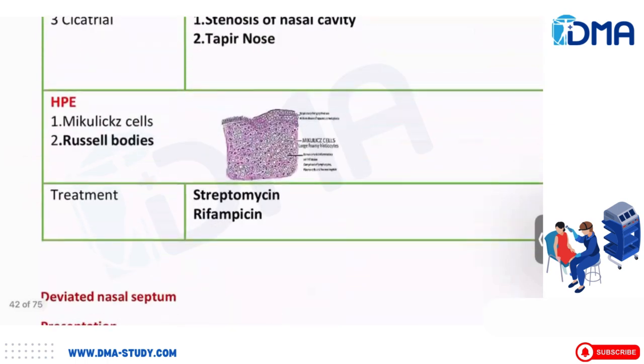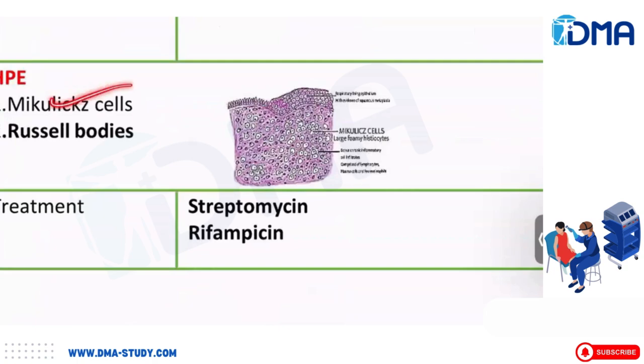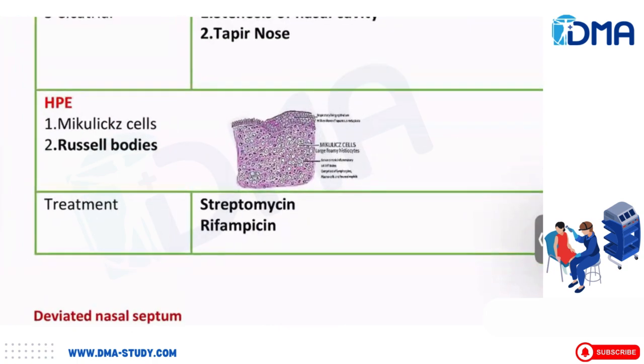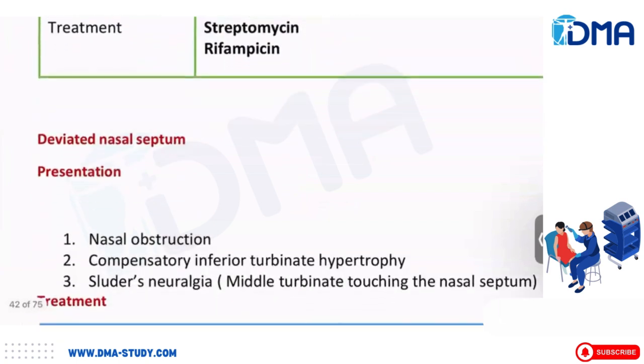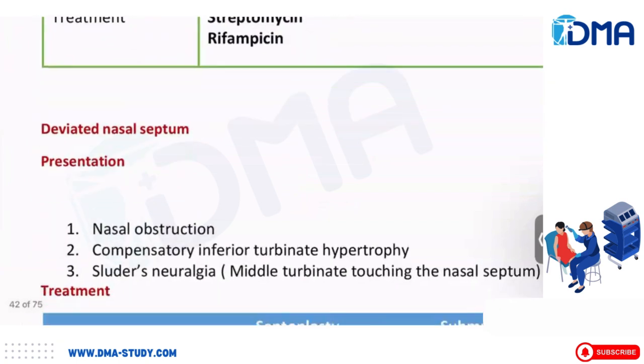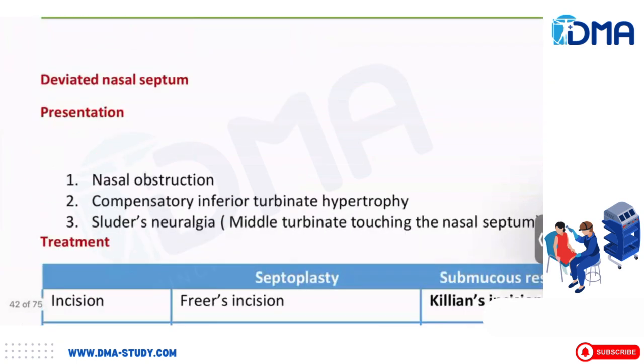Important histopathology, they may ask in the question, very, very important. It will be having Mikulicz cells and Russell bodies. Treatment for the patient is streptomycin and rifampicin. Clear? Fine.